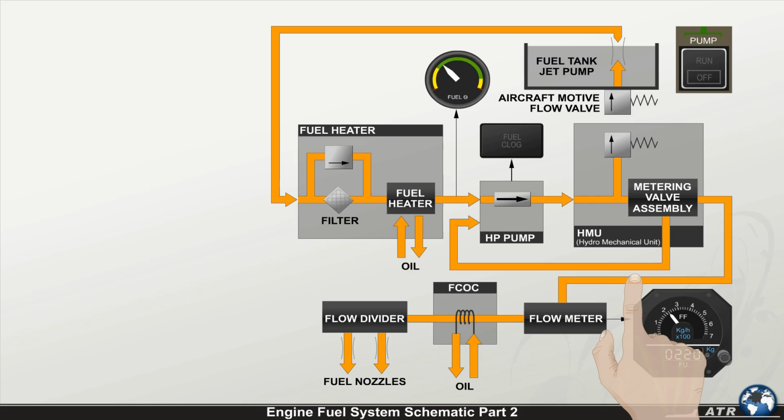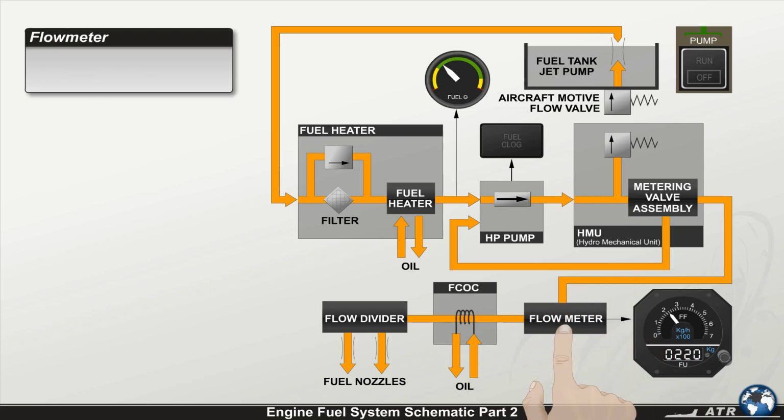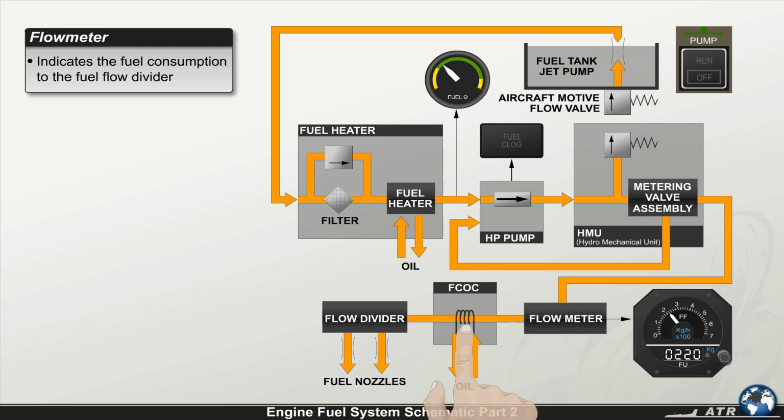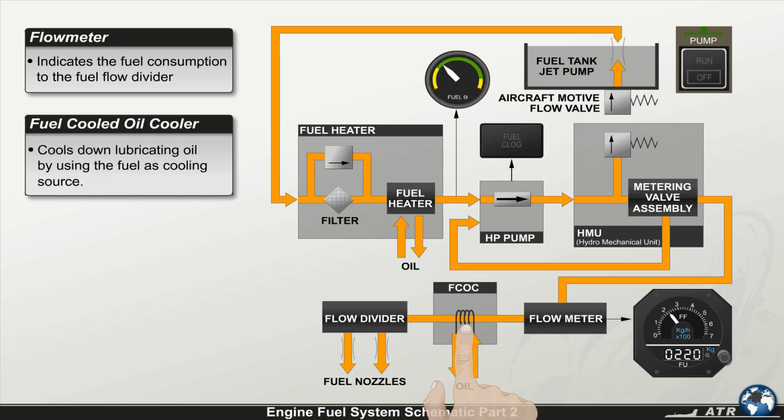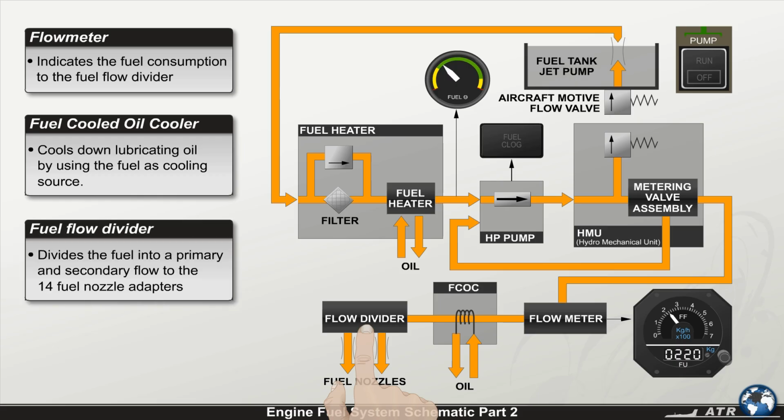Metered fuel from the HMU passes via a flow meter, which indicates the fuel consumption in the cockpit display, to the fuel-cooled oil cooler. The FCOC cools down the lubricating oil by using the fuel as cooling source. From the FCOC, the fuel goes to the fuel flow divider mounted on the fuel inlet manifold. The fuel flow divider divides the fuel into a primary and secondary flow to the 14 fuel nozzle adapters, which are installed in the gas generator case.